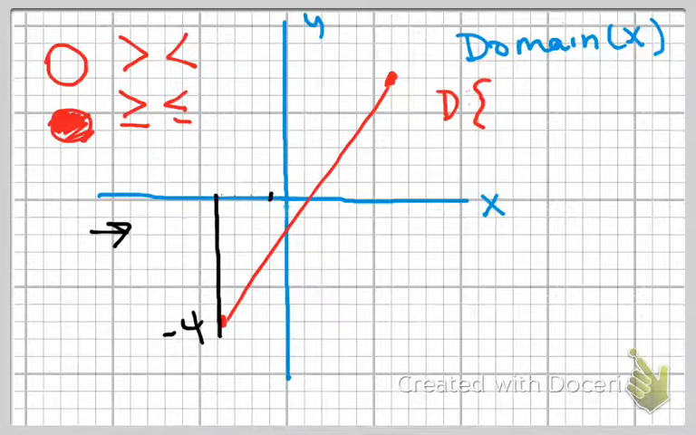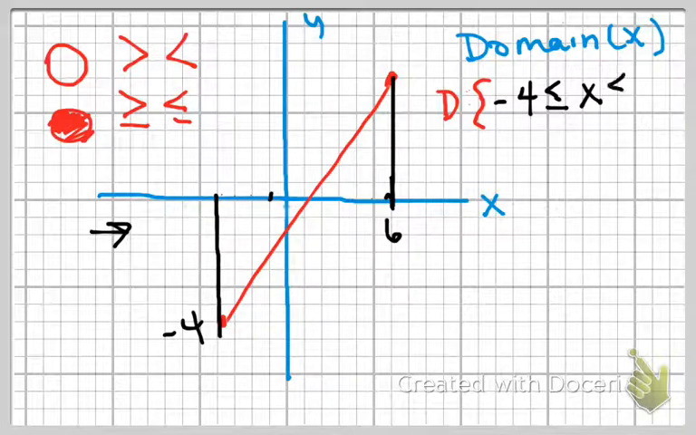Now we're going to go over here, 1, 2, 3, 4, 5, 6, and it looks like it ends here at +6. Here's how we'd write it. Domain is the space between the two little black lines that I've created here. We always do the smallest number first, -4. We say less than, unless it's got the or equal to. We're doing domain, so it's an x, less than or equal to 6. And then we close our brackets.